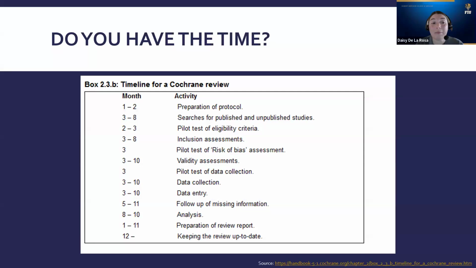The other consideration is time. These projects can take 12 months, 18 months, depending on how many results you're screening, how long it takes to develop the protocol, to develop the search. This is a screenshot from the Cochrane Collaboration and what their timeline typically looks like, where it takes maybe 2 months to prepare a protocol. Developing the searches could take a couple months. And then running the searches, doing the screening and data collection, between months 3 and 10. So it's a long-term project, and that is something you have to consider before deciding to do it.